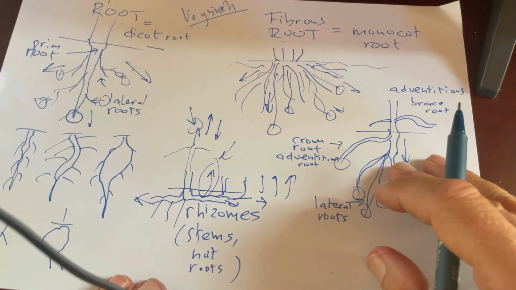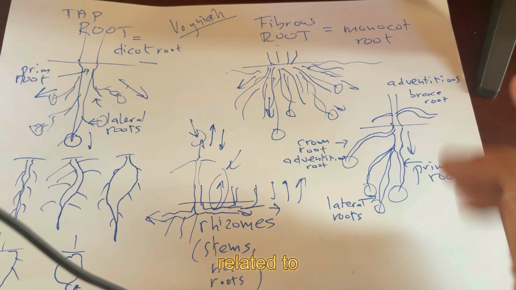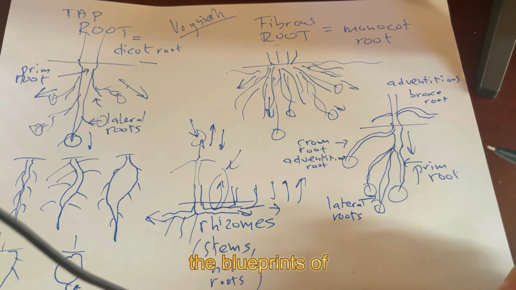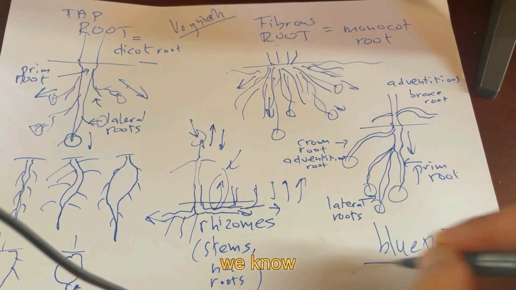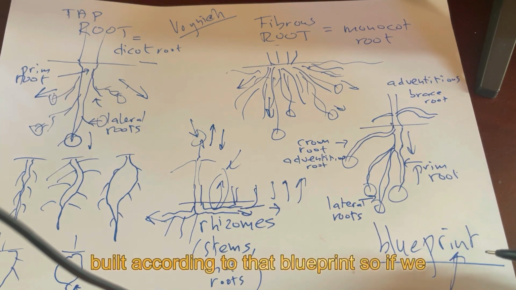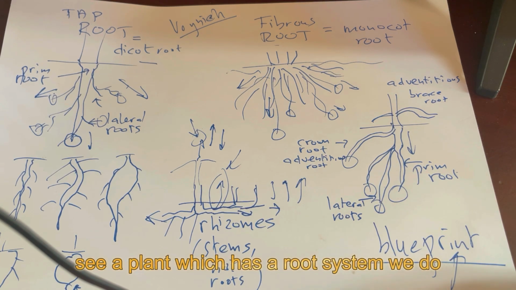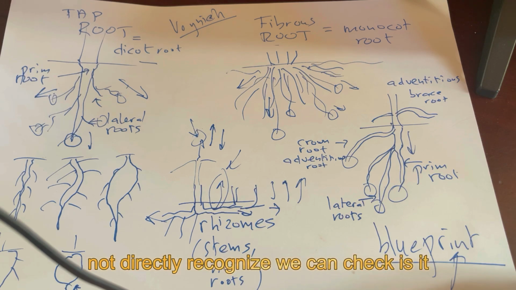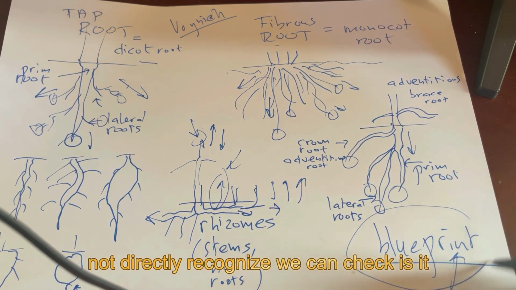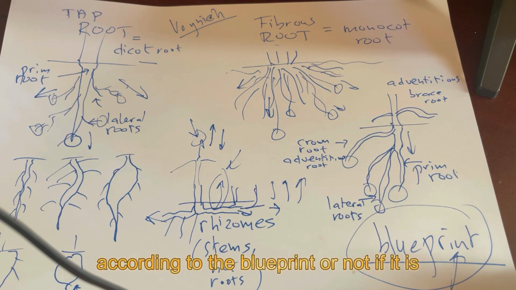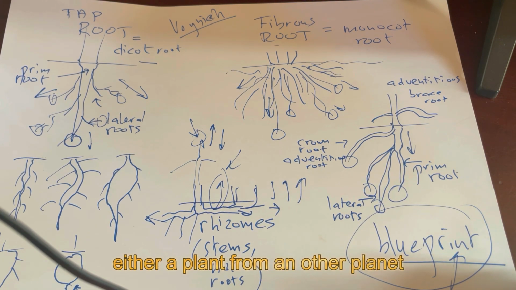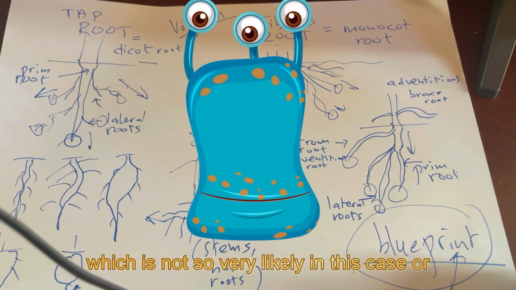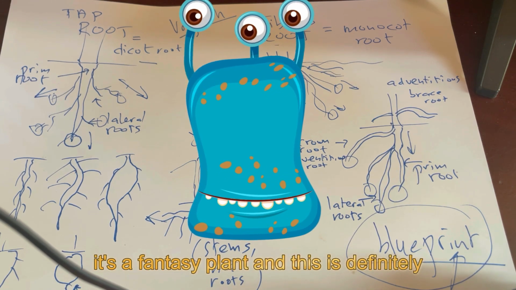This is basically everything there is in relation to the blueprint of plants, and all the plants we know are built according to that blueprint. So if we see a plant which has a root system we do not directly recognize, we can check: is it according to the blueprint or not? If it's not according to the blueprint, then it's either a plant from another planet, which is not so very likely in this case, or it's a fantasy plant.